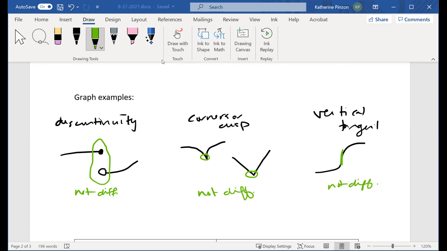The best way to determine where a graph is differentiable and where it's not is to draw its picture. If you have an equation and you want to know where it's differentiable and where it's not, draw its picture. That's going to be your best method.